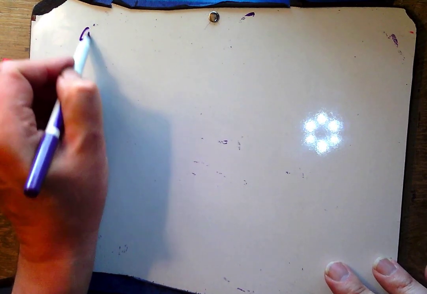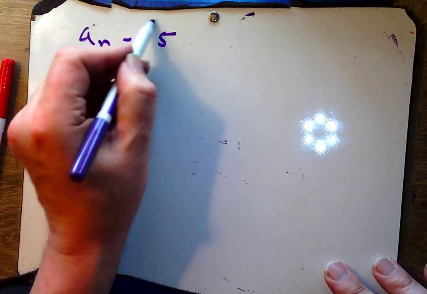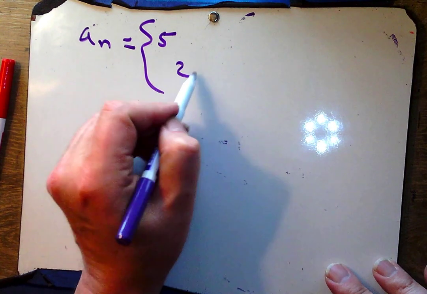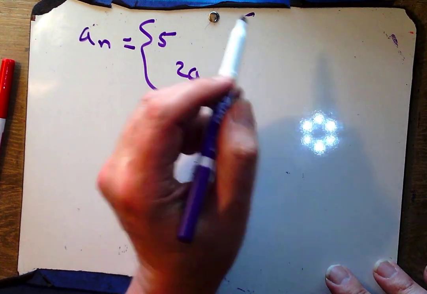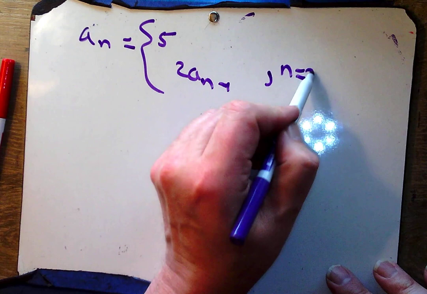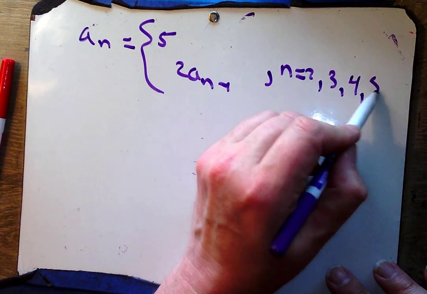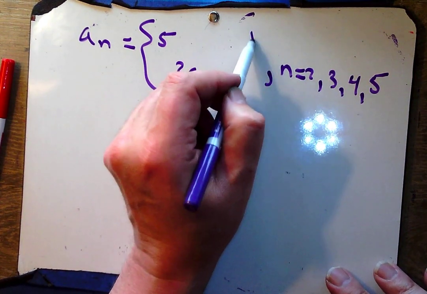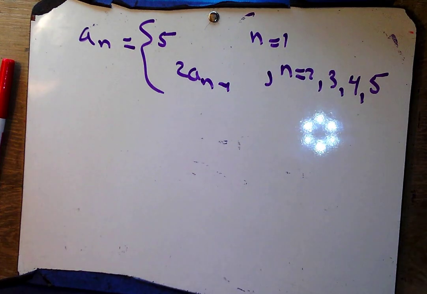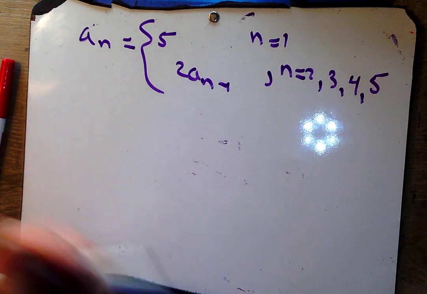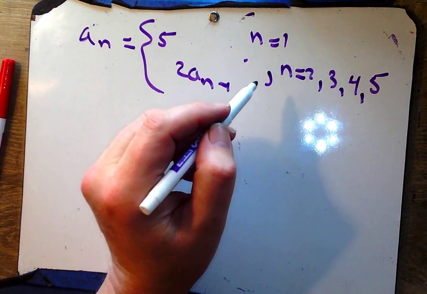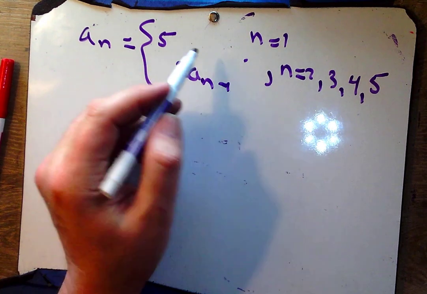These are very popular on ACT. So we've got a sub n equals 5 on the bottom, and 2 a sub n minus 1 for n equal to 2, 3, 4, 5, and 5 for n equal 1. All right, and remember the directions here: find the first 5 terms in the sequence. So, is this division? No, this is just piecewise.